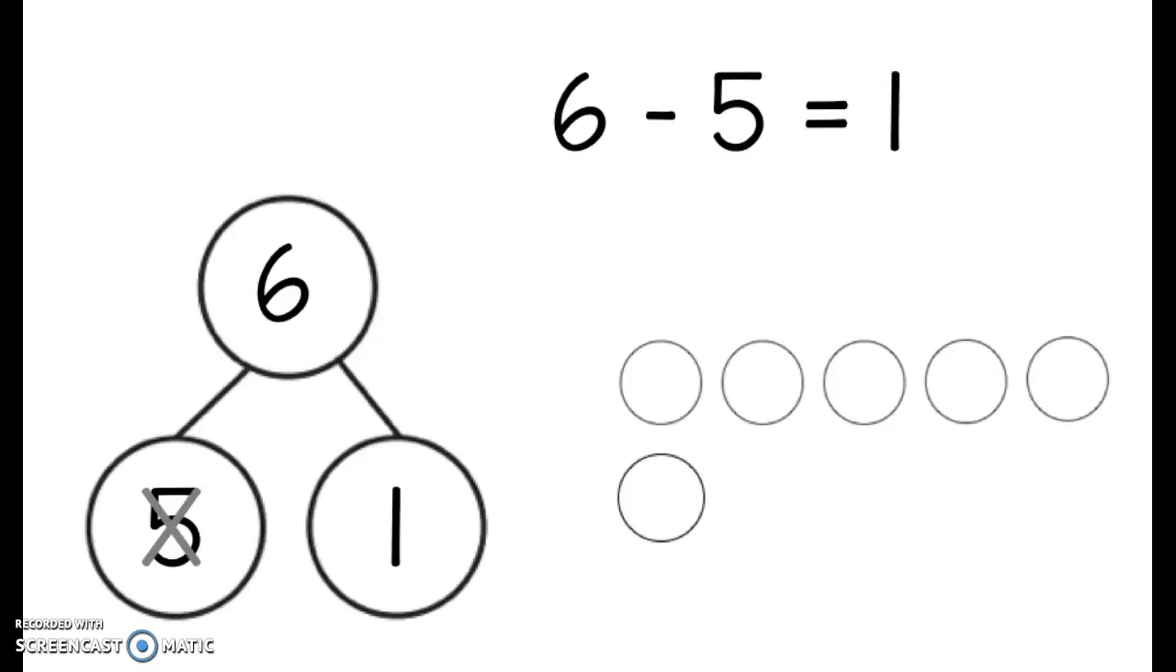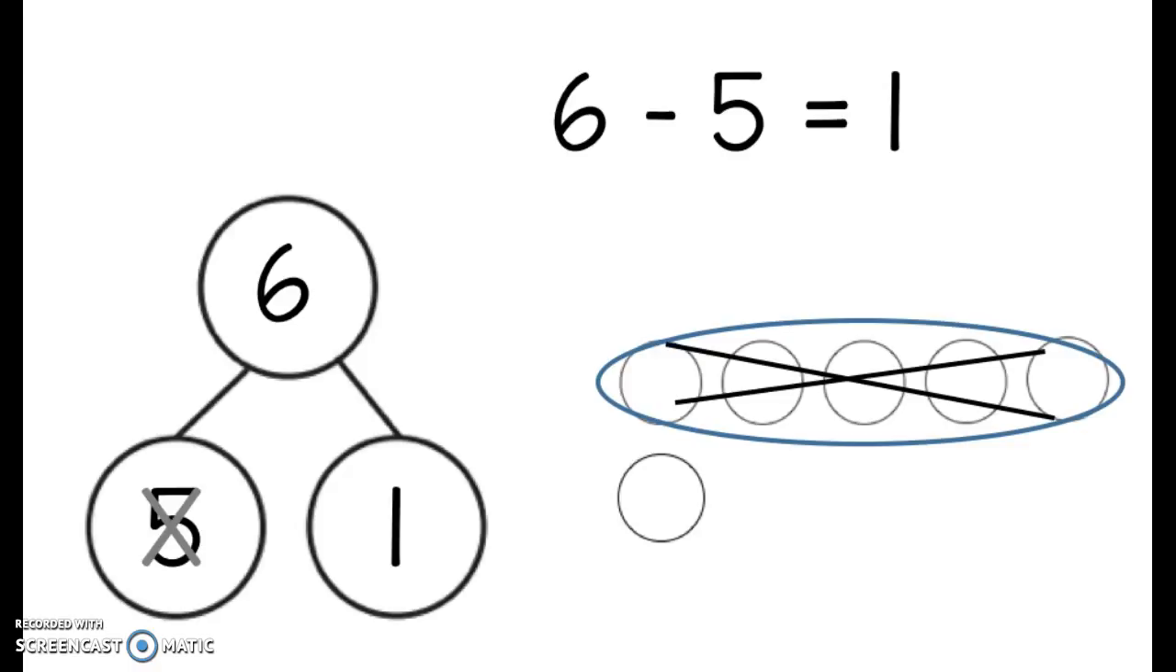I had 6 baseballs. 5 of them rolled away. How many are left? Well, I have my 6 baseballs. 5 of them rolled away. So a strategy I want you to use in your math drawing is to circle the part that we know. We know 5 rolled away. So I circled all 5 of them that rolled away.